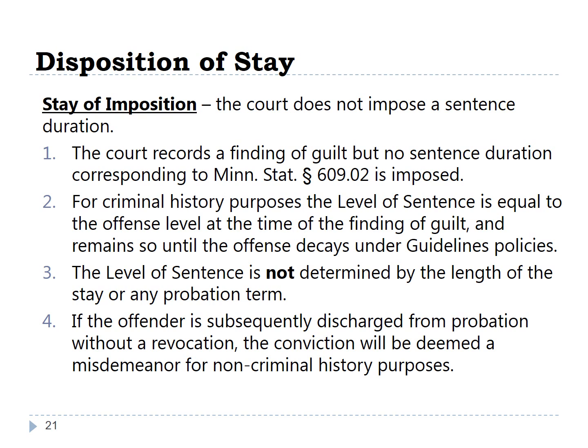To determine the level of sentence for a stay of imposition, use the conviction level of the offense, even though that level will be reduced upon successful completion of probation. That reduction occurs only for non-criminal purposes. For criminal history, it will remain at the conviction level until it decays under those policies.